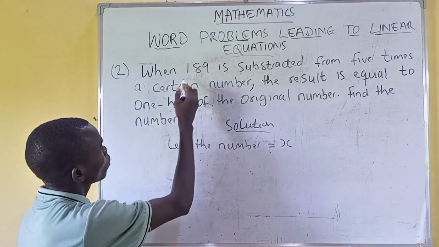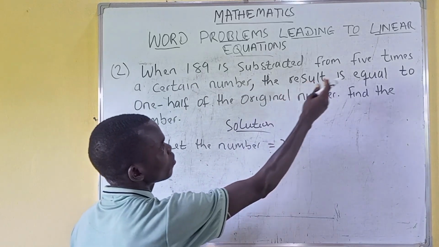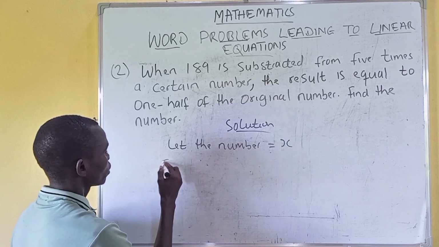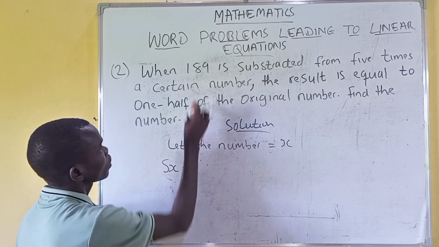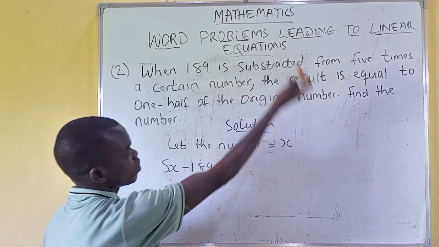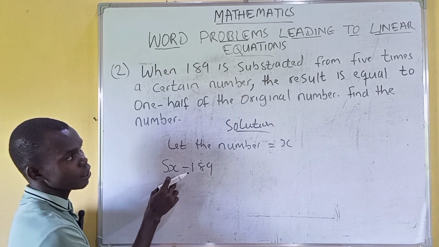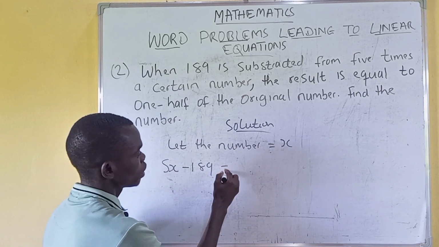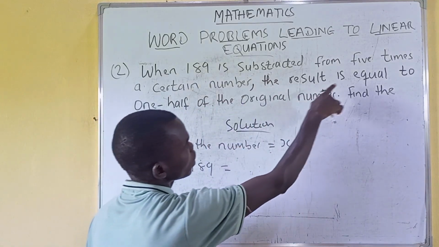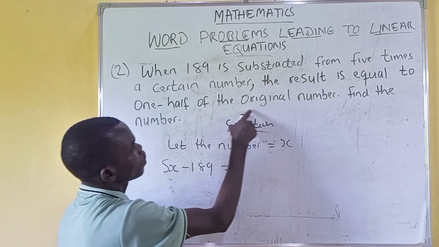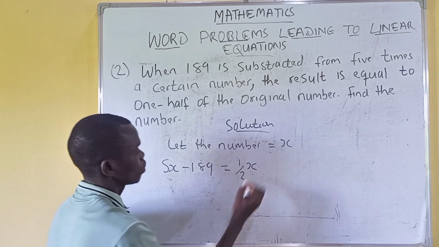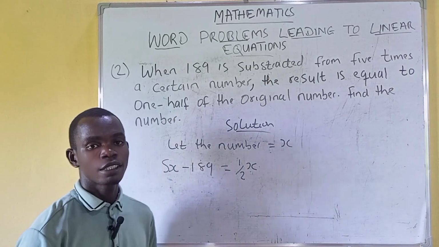From the question, 189 is subtracted from 5 times a certain number. So 5 times this certain number, minus 189, because 189 is subtracted from 5 times the certain number. Then we link it up with the other statement. The result is equal to 1/2 of the original number, 1/2 times the original number. So this is our linear equation.